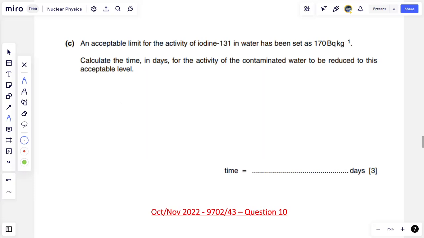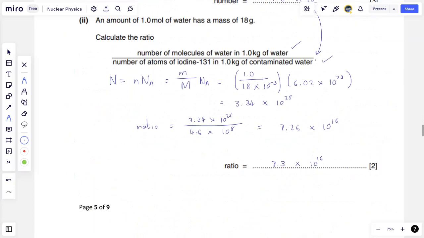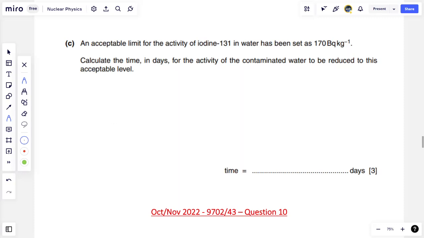And the last sub-question in this question says that an acceptable limit for the activity of iodine 131 in water is 170 becquerels per kg. Calculate the time in days for the activity in the contaminated water to be reduced to the acceptable level. So basically this water, you wouldn't want to touch it, drink it, use it, etc. until the iodine level is 170 becquerel per kg. But initially, it wasn't 170 becquerel per kg, it was 460 becquerels for a kg of water. The water was unsafe, it was well above 170. So what do we do? Let's see how long it's going to take.